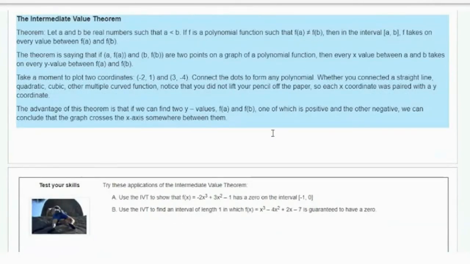This says, let a and b be real numbers, so a is less than b. It says, if f is a polynomial function, so that f of a is less than f of b, then there's an interval that has every value. So if we have a function, let me illustrate what they're talking about here.